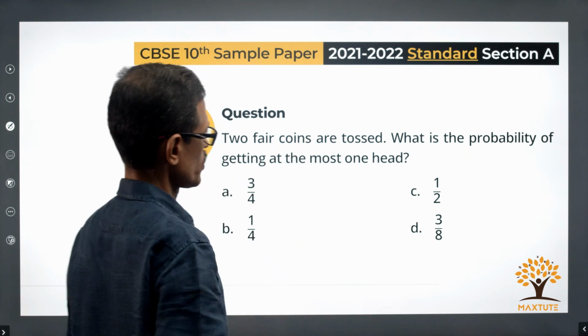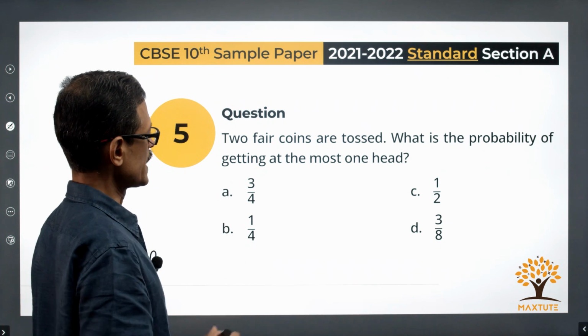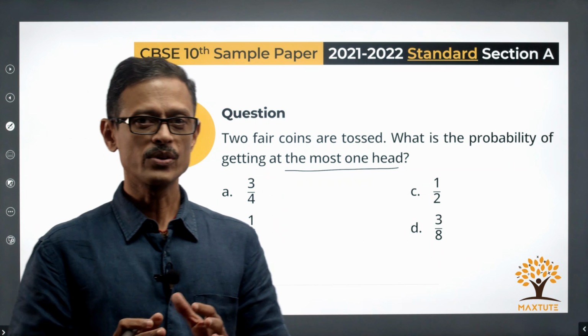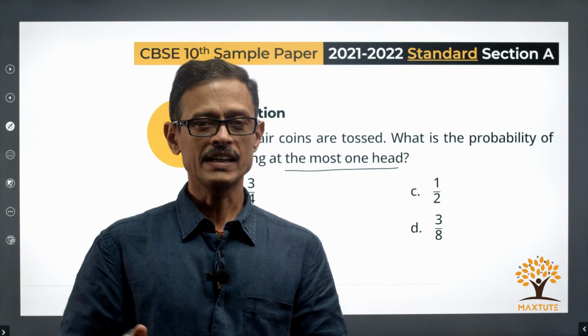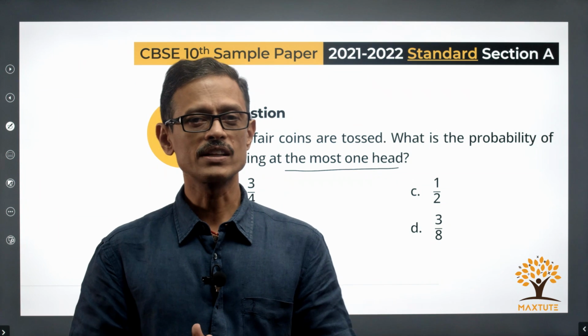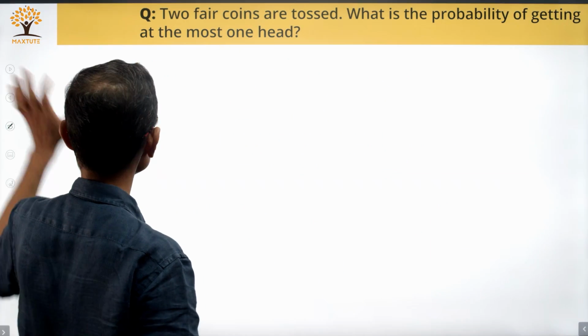2 fair coins are tossed. What is the probability of getting at the most one head, right? First step what we will do is we will count the total outcomes, right? We will list down all the outcomes and count the total outcomes when 2 fair coins are tossed simultaneously. Let us look at that.